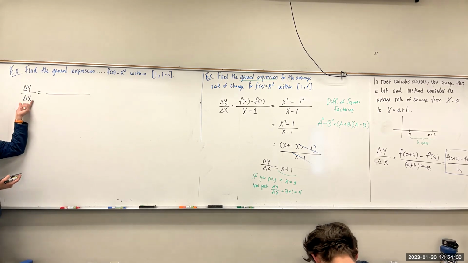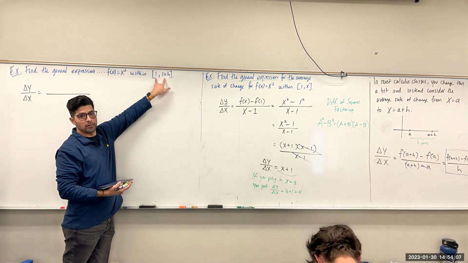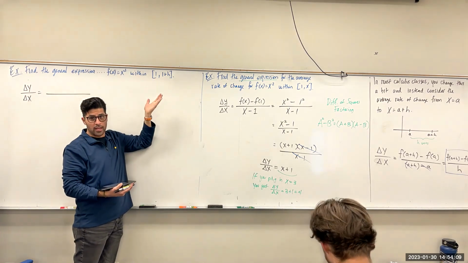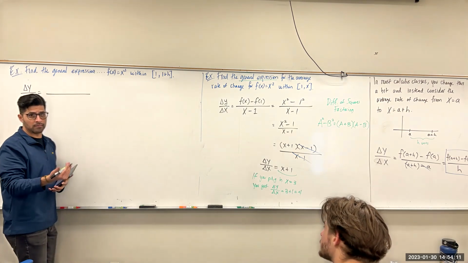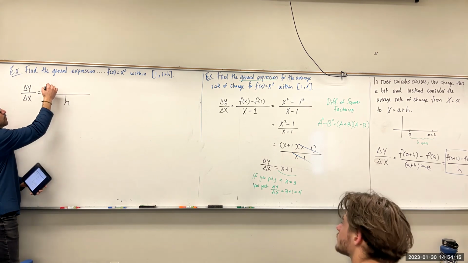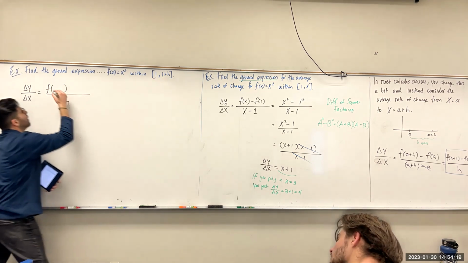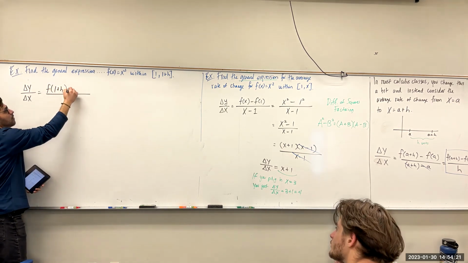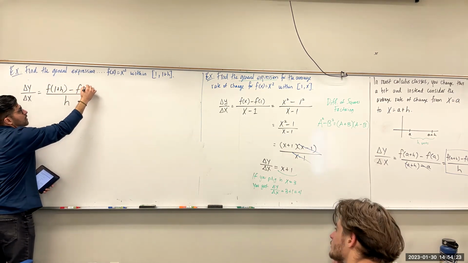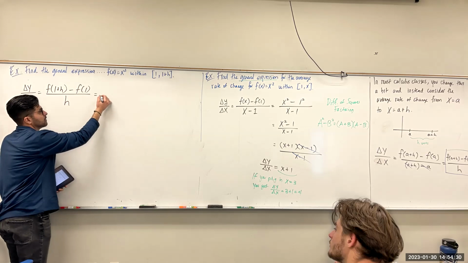So how far apart are these x values? The difference of those two, which is still just h, right? It'll always be h on the bottom. But now we gotta do the y value at the ending point minus the y value at the initial x value. All right, let's see where the algebra takes us.